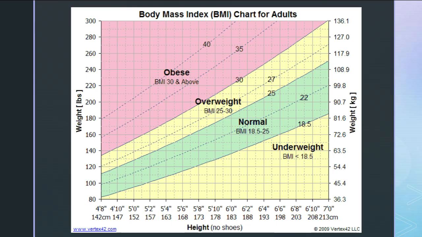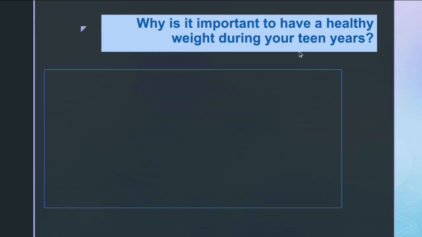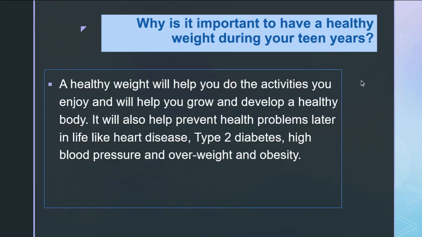If you're underweight, you'll need to increase your calorie consumption. If you're overweight, you'll need to decrease your calorie consumption or increase your exercise. And if you're in the normal category, that's good, but just make sure that you are maintaining whatever habits you have developed so far. So why is it important to have a healthy weight during your teenage years?